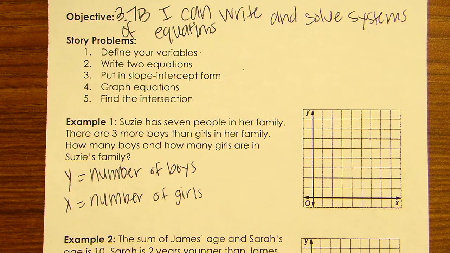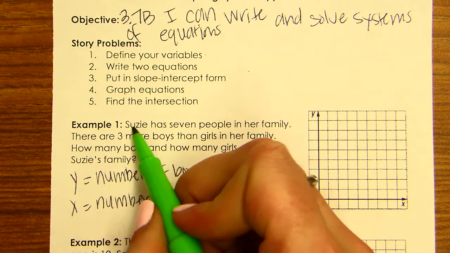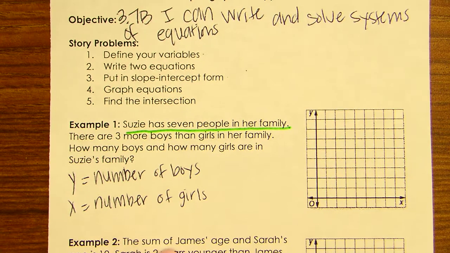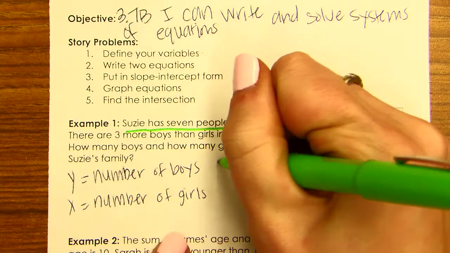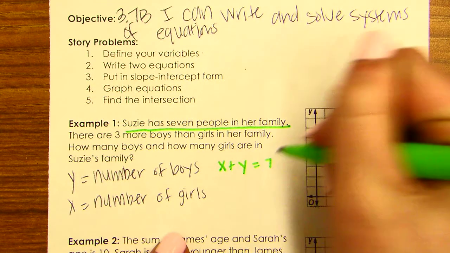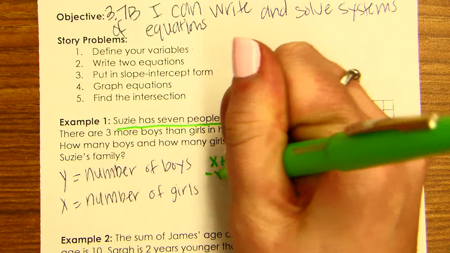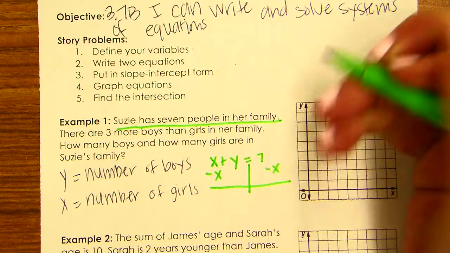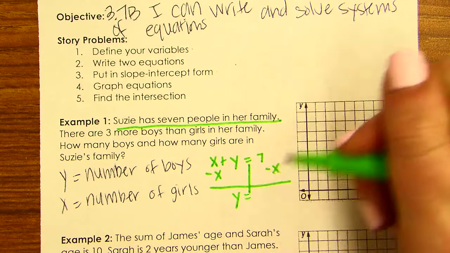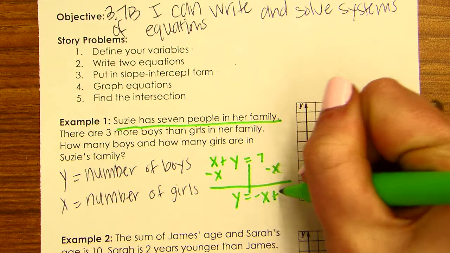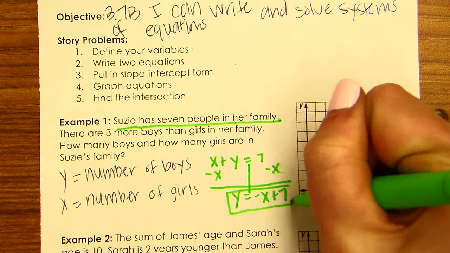And so I'm going to write two equations. One of the equations is going to come from this sentence. Susie has 7 people in her family. That equation is going to be x plus y equals 7. The problem is this equation is not in slope-intercept form. So I said the number of girls plus the number of boys is 7 people total. I need it to be in slope-intercept form so I can graph it. So I'm going to use what I know about solving equations. x minus x is 0, so I have the y by itself. I'm going to put the negative x first so it looks closer to slope-intercept form. So there's one of my equations.